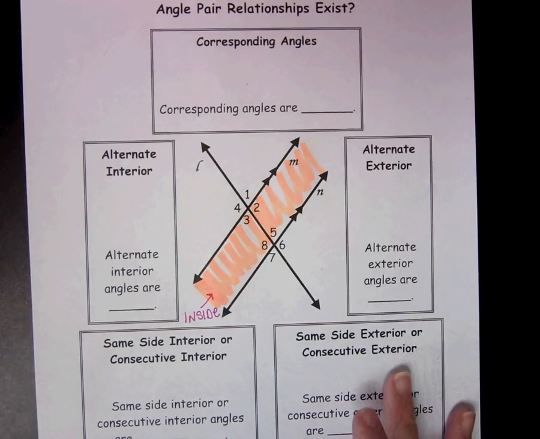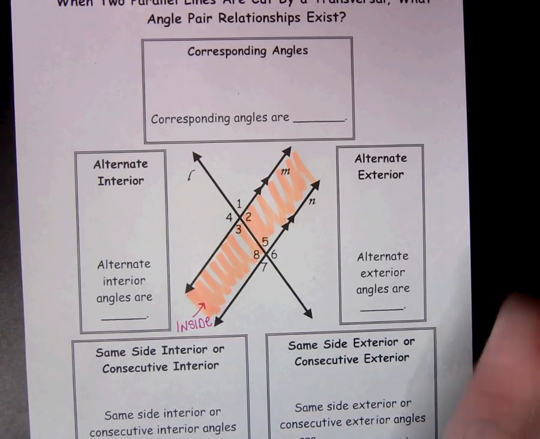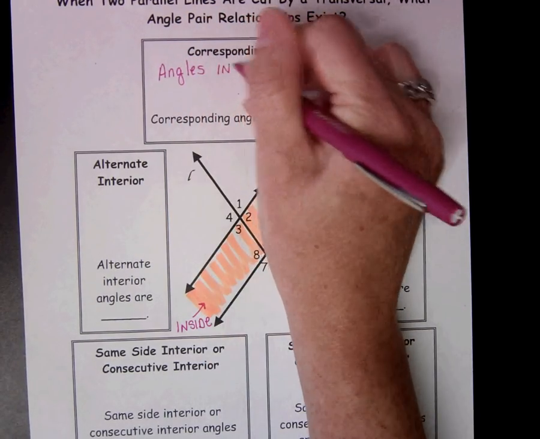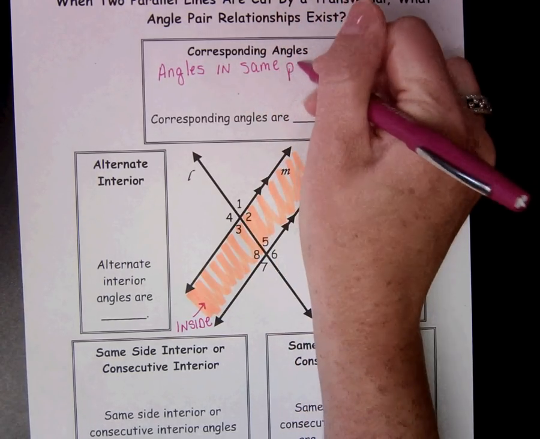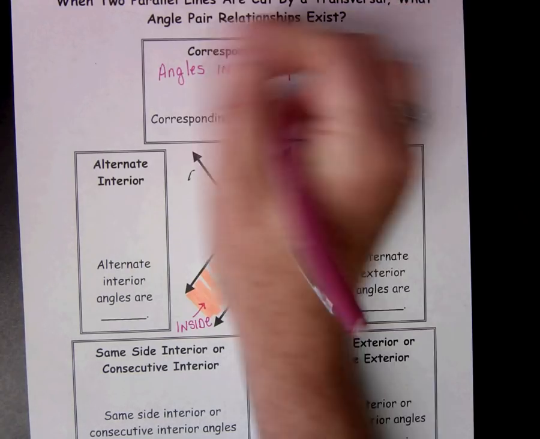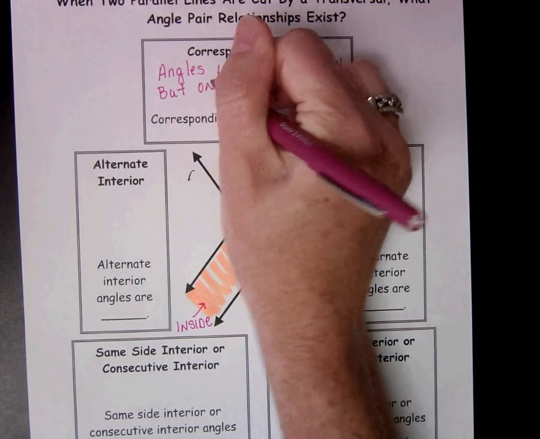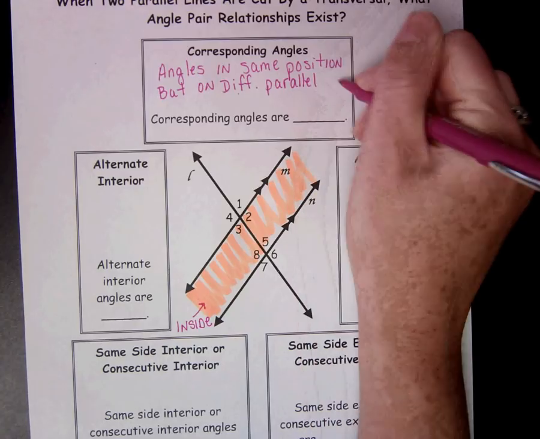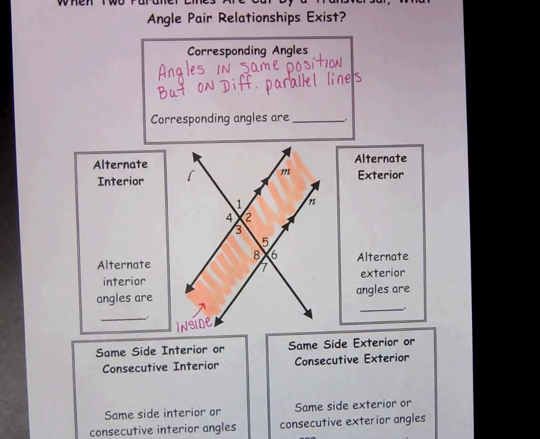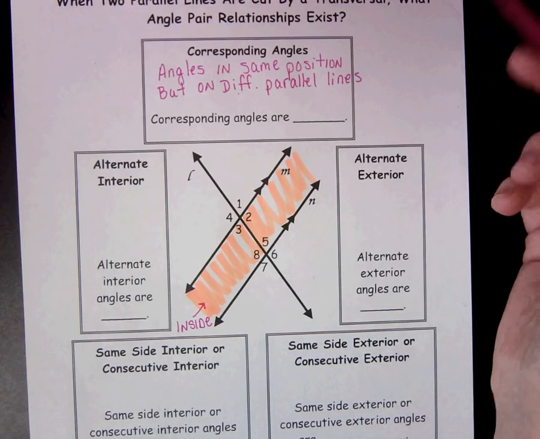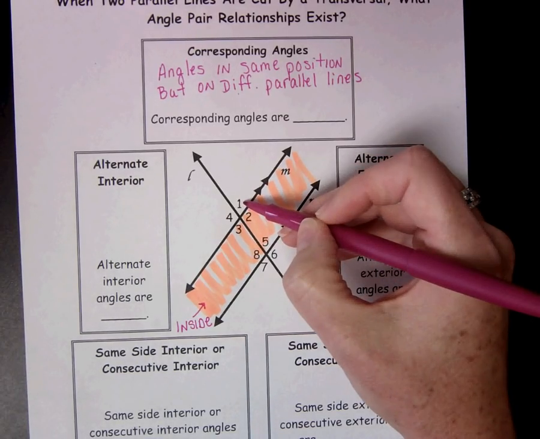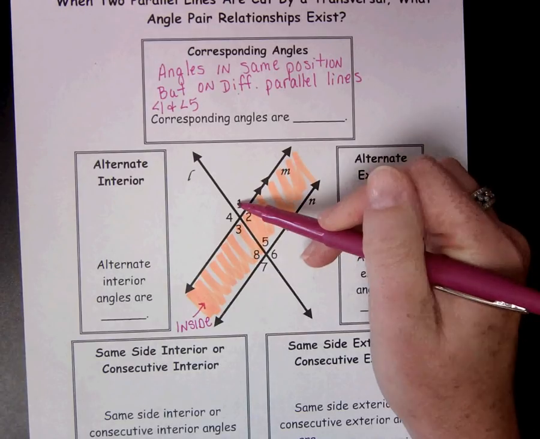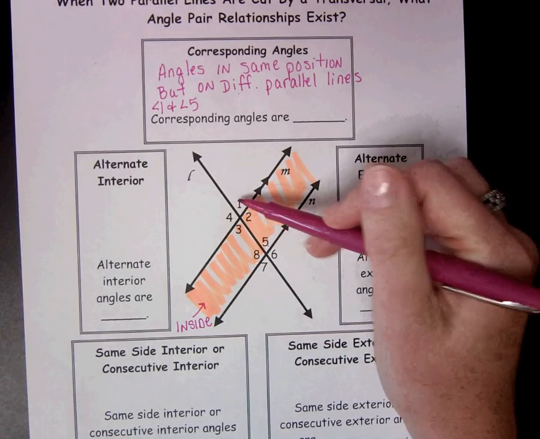Okay, so the first thing I want to point out are corresponding angles. Corresponding angles are angles in the same position. They're in the same position, but on different parallel lines. If you need to abbreviate, if you feel like you can leave out a few words, then definitely do that. So here's an example. Angle 1 and angle 5 are corresponding angles because they're in the same position. They're both on top of their parallel line, but they're each on a different one.